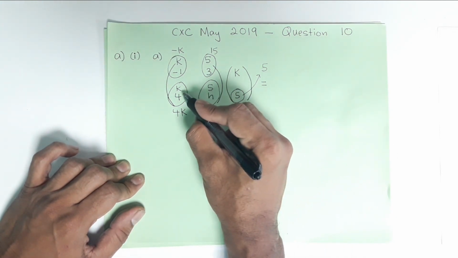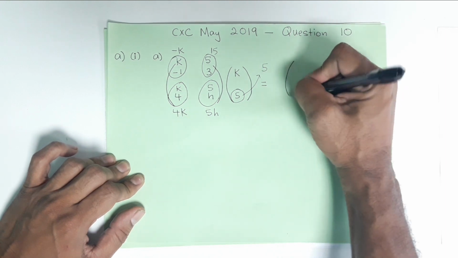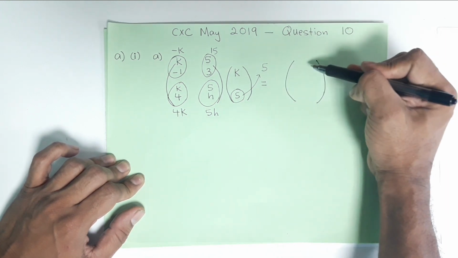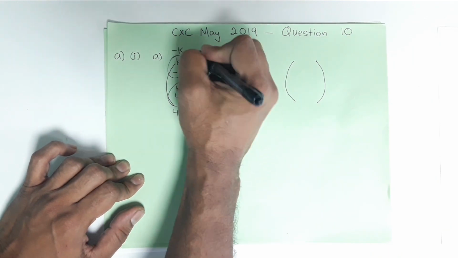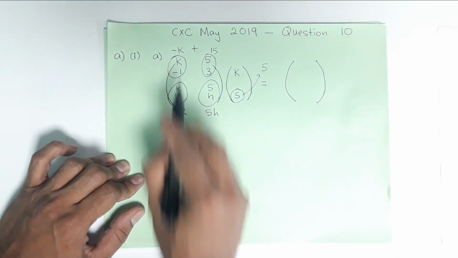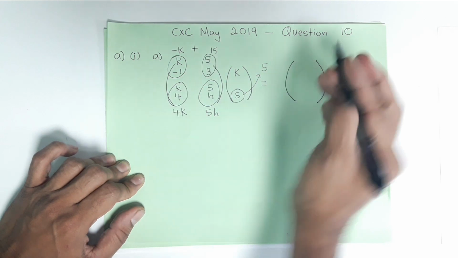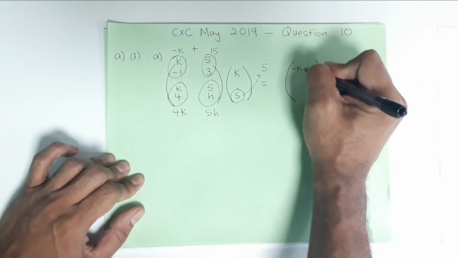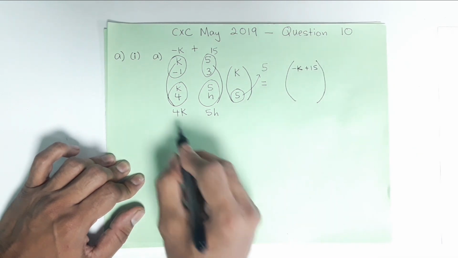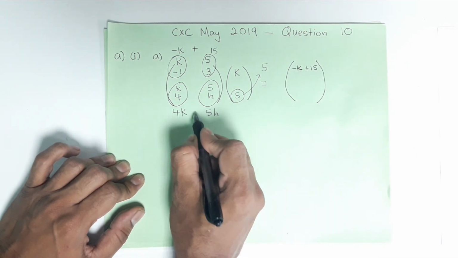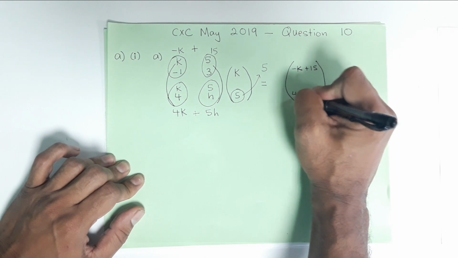Now remember, when we take the 2 by 2 and multiply by the 2 by 1, we're supposed to get two answers, one on top and one underneath. To get the top answer, we add the two tops: minus k plus 15 is just minus k plus 15. You cannot simplify that. And to get the underneath number, we say 4k plus 5h.